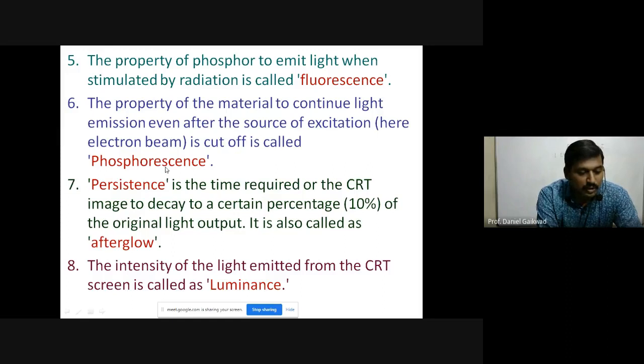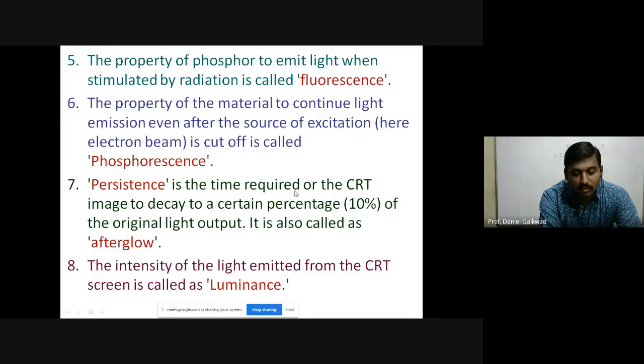Phosphorescence. So this will be again one property similar to fluorescence. Fluorescence requires radiation to be incident, then it will emit light. And here, we have an incident beam, and suppose the beam is cut down, then also the material will continue to emit light.